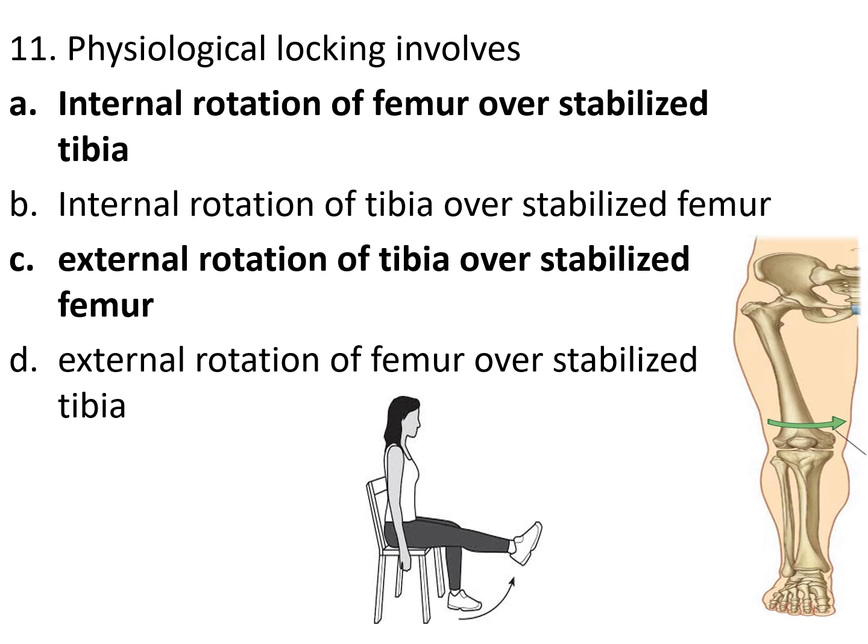So, you can see here when the foot is on the ground, what is locking? Medial rotation of femur over the fixed tibia. When the foot is off the ground, what is physiological locking? Lateral rotation of the tibia over the fixed femur. So these are the answers. Lateral rotation is called external rotation. Medial rotation is called internal rotation.